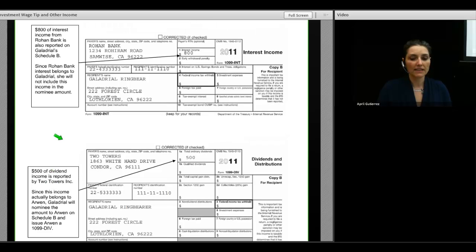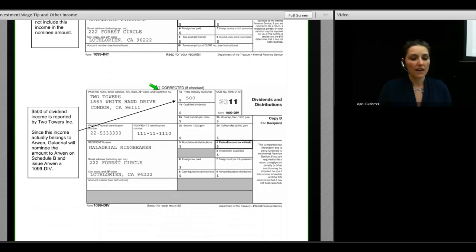Now we have a second 1099 INT. This one is from Rohan Bank, but this one really is Galadriel's money. So this also is going to get reported on her tax return as interest income. And then finally we have a third document. This one is a 1099 DIV from Two Towers Inc. And the Two Towers Inc. 1099 DIV is again income that belongs to Arwen, but is being issued in Galadriel's name and Social Security number.